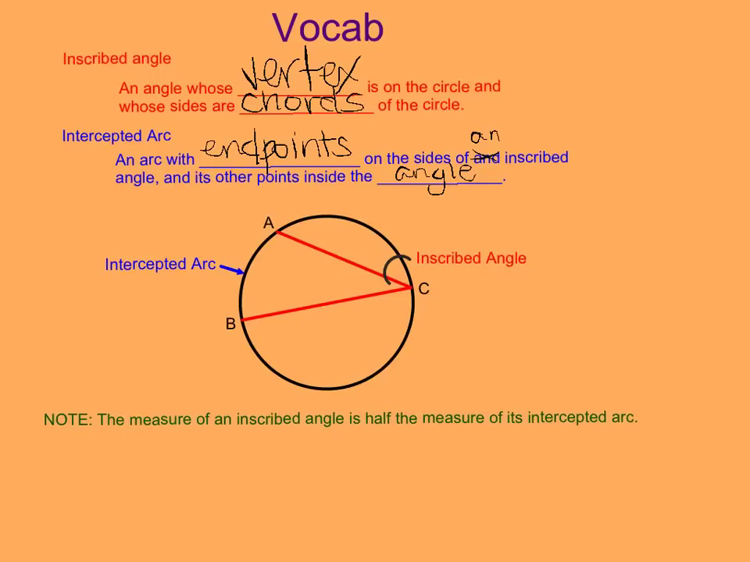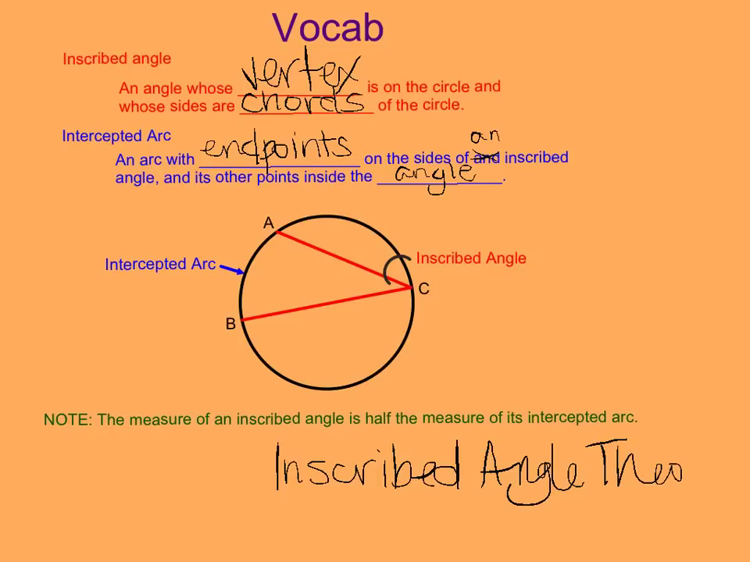Now to note here on the bottom, it says the measure of an inscribed angle is half the measure of its intercepted arc. And this is actually a theorem, called the inscribed angle theorem. You don't need to know the name of this theorem, but just so you do, it's called the inscribed angle theorem. So basically it's saying in our picture up here, angle C is half of this measurement right here. So if this measurement was 40, then angle C would be 20. If this was 40, then this would be 20.